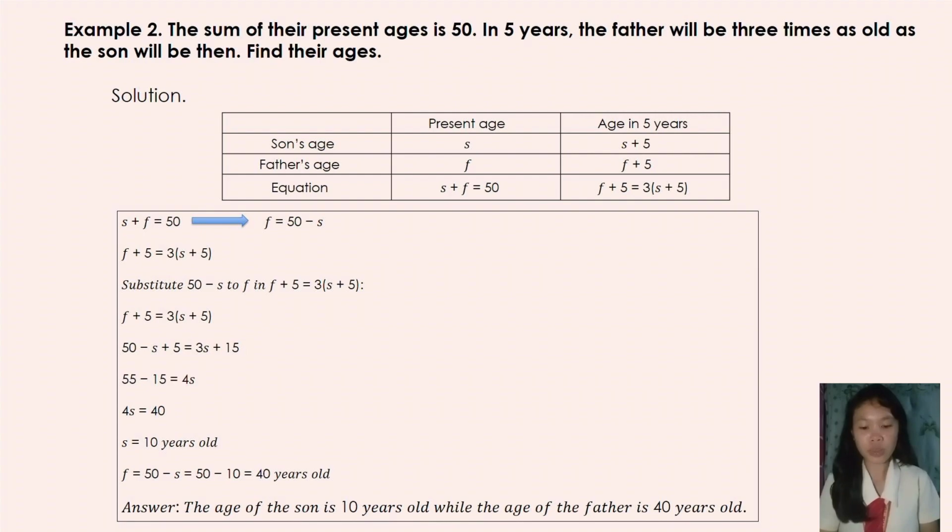So for us to know their ages in 5 years, we will substitute 10 in S plus 5 for the son's age. So it will be 10 plus 5 is equals to 15.